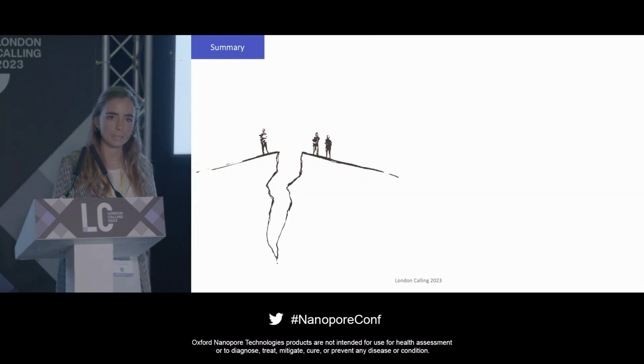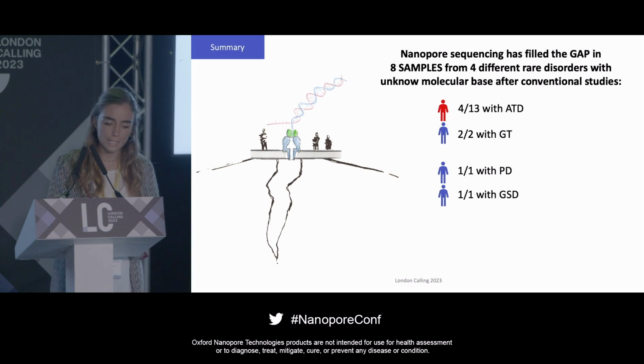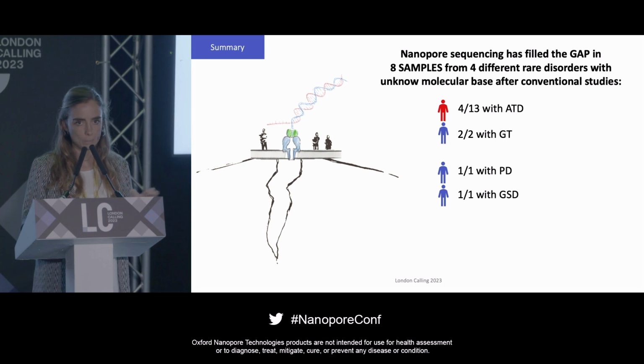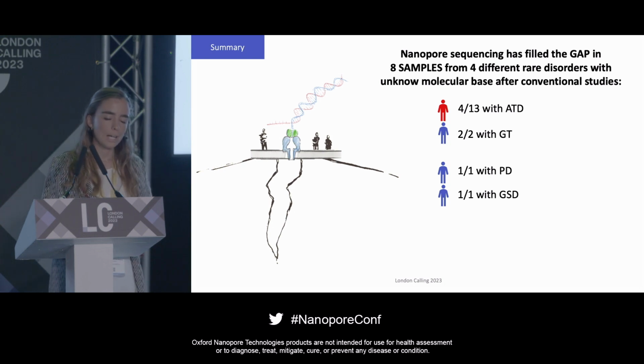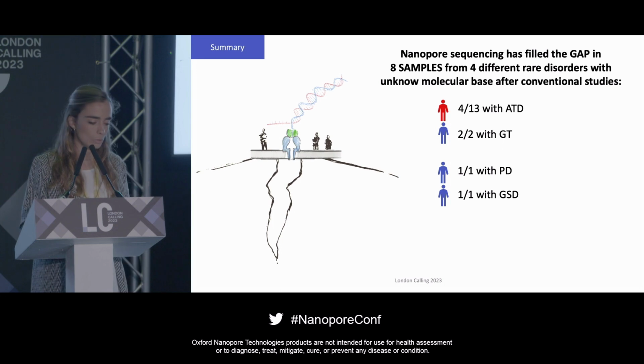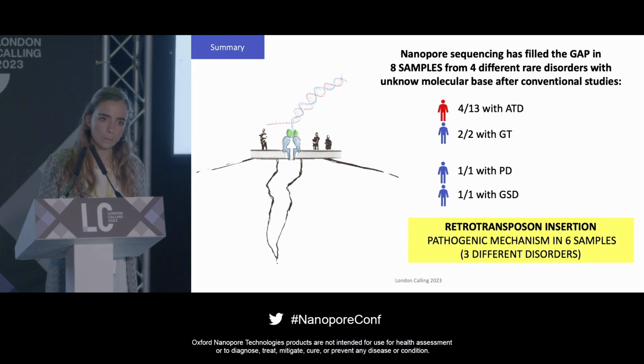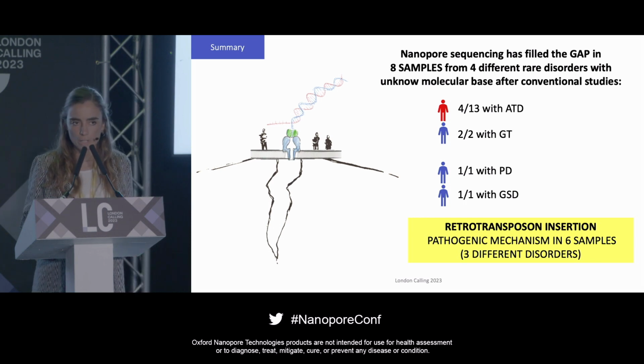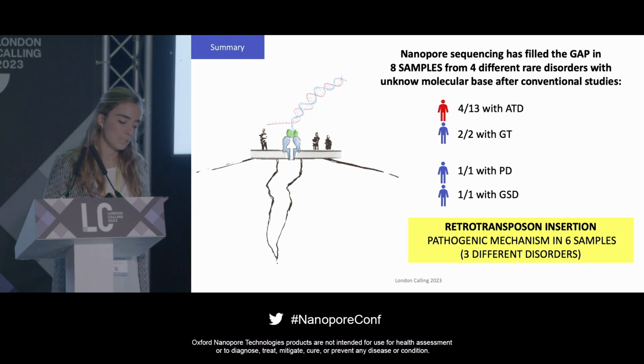So all in all, in summary, we have seen that nanopore sequencing has filled the gap of the genetic test in 8 samples from 4 different rare disorders with a known molecular basis by conventional methods. 4 in antithrombin deficiency and 2 in each of the other disorders. And what we found so interesting, and I think also for you, is this very complex mechanism, the retrotransposon insertion that is hidden from other conventional methods, which we have seen involved in 6 samples in 3 different disorders.